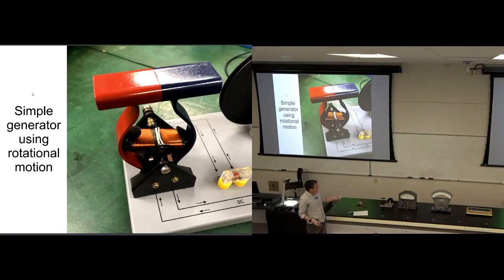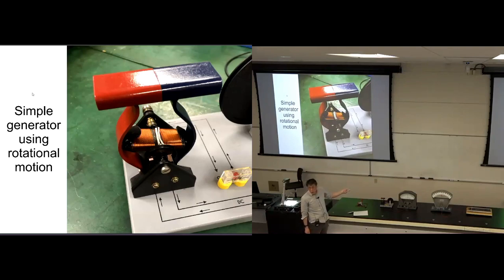So this is a picture of a simple generator using rotational motion, and I have this generator here. It has a loop of wire here. In fact, it has hundreds or maybe thousands of turns of wire here. So what looks like just a copper sheet is actually hundreds or thousands of turns of copper wire wound around some frame here.